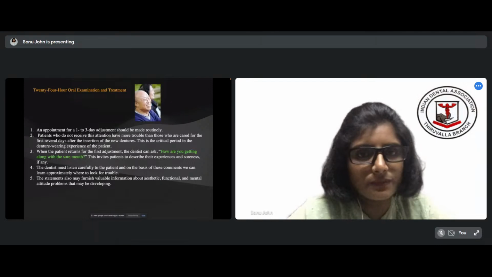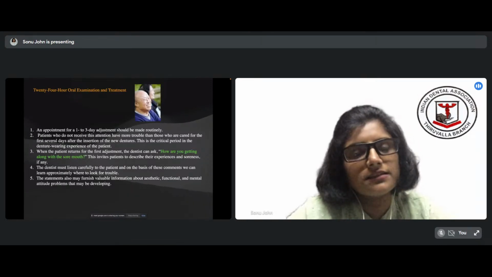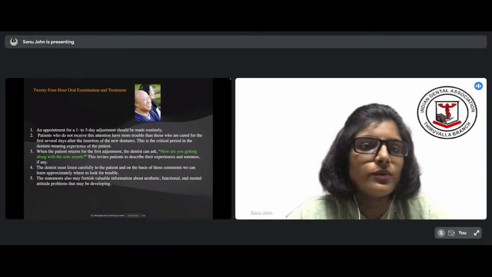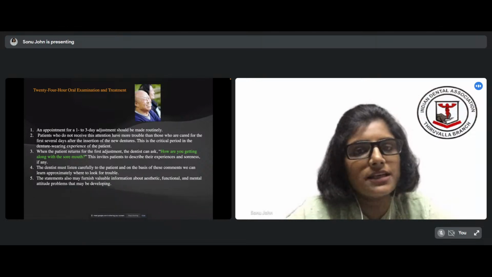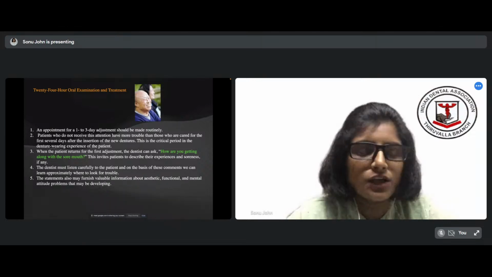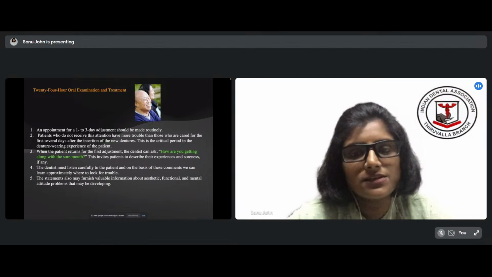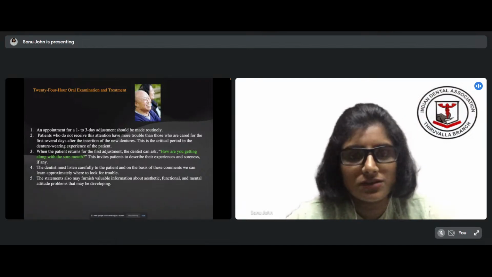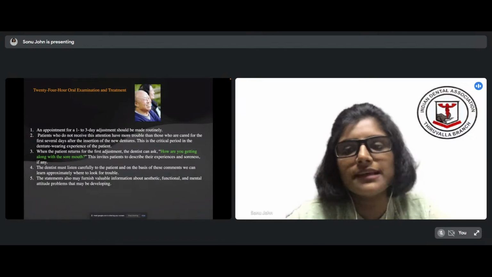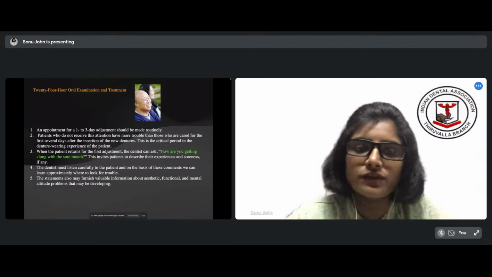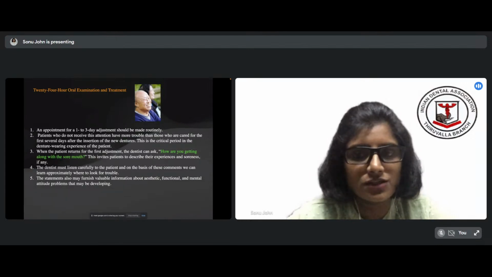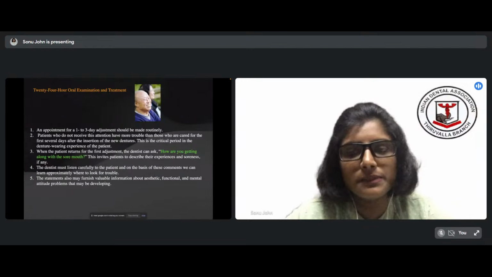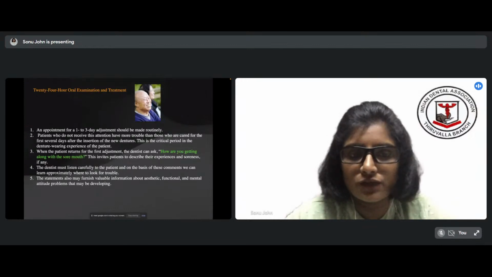after we insert a denture. After we insert a denture, the next step is we follow a 24-hour oral examination and treatment routine. An appointment for a 1 to 3 day adjustment should be made routinely. Patients who do not receive attention during 1 to 3 days after inserting a denture have more trouble than the patients who are cared for in the first several days after insertion of a new denture. So this is the most critical period in the denture wearing experience of a patient.